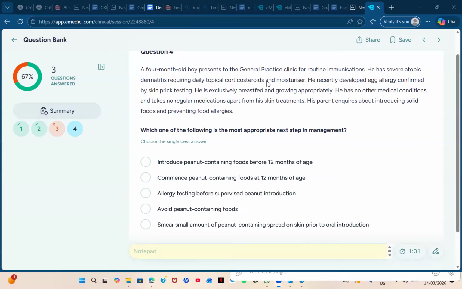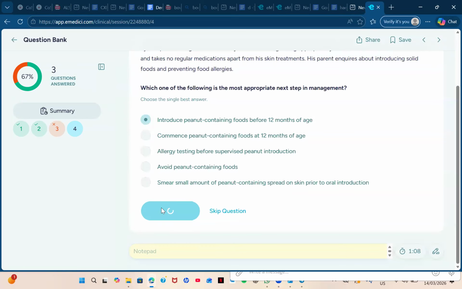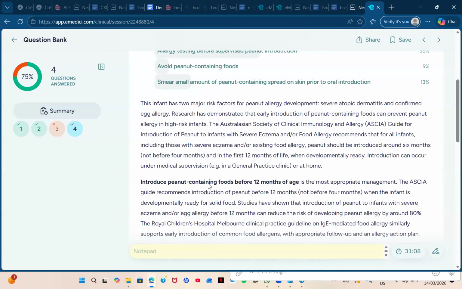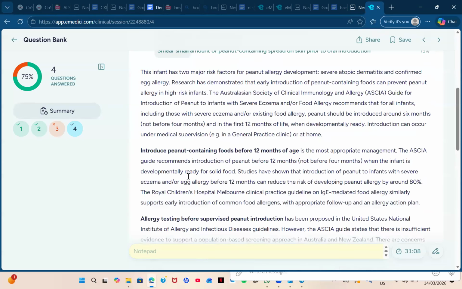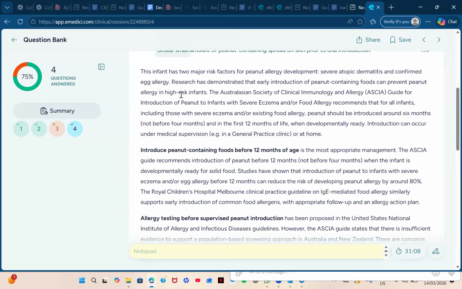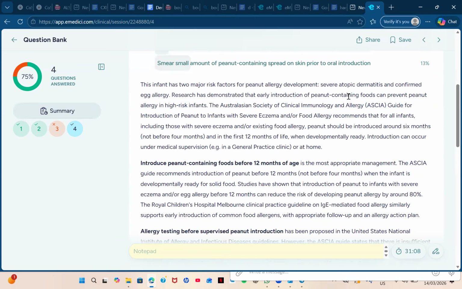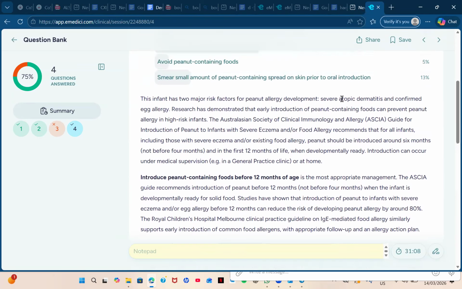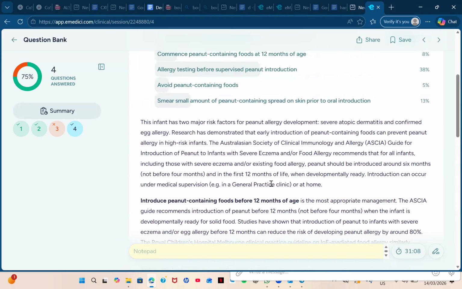Okay, we got A's and D's. Most of the doctors are going with A. Let's check why. The infant has two major risk factors for peanut allergy development: severe atopic dermatitis and confirmed egg allergy. Research has demonstrated that early introduction of peanut-containing food can prevent peanut allergy in high risk infants.